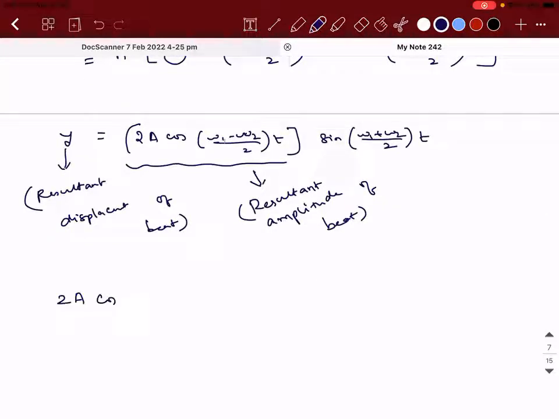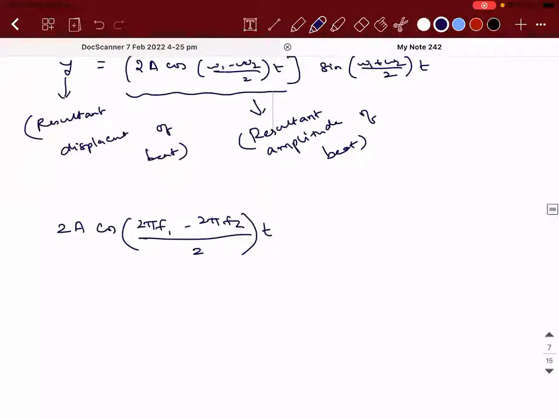So when this is the resultant amplitude of beat, I can write it like this. 2a cos of (omega 1 minus omega 2)/2 into t, where I can write omega 1 as 2 pi f1 and omega 2 as 2 pi f2. Is it clear till this step?